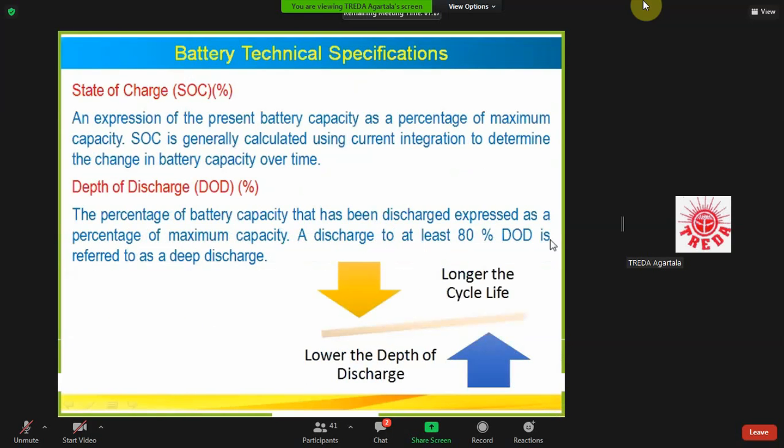This is the depth of discharge DOD, and this is SOC, state of charge. With the state of charge, you can see how much charge is there in the battery, and with DOD you can see the depth of discharge, how much discharge has been done.